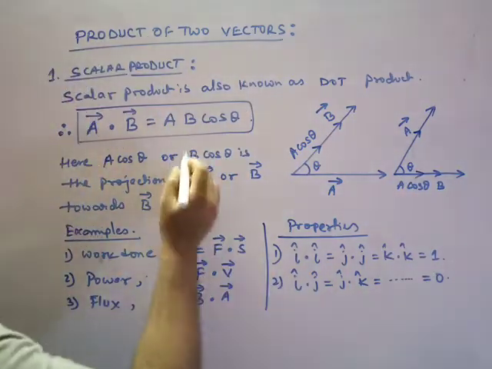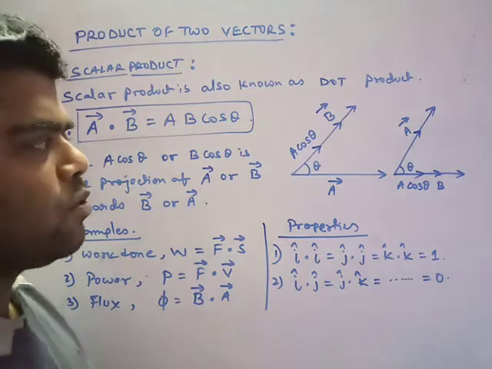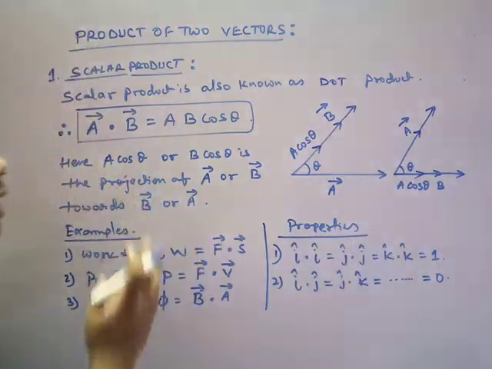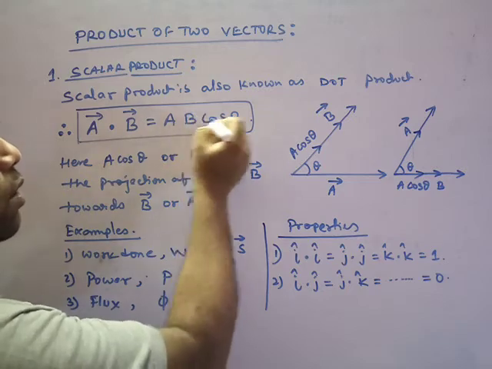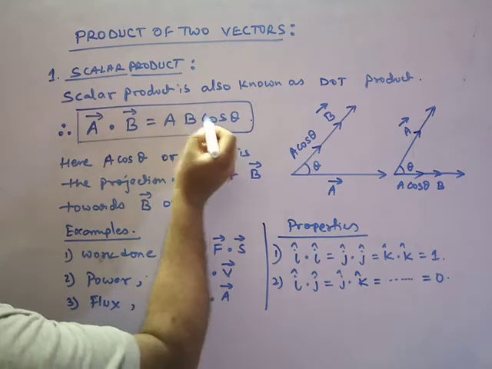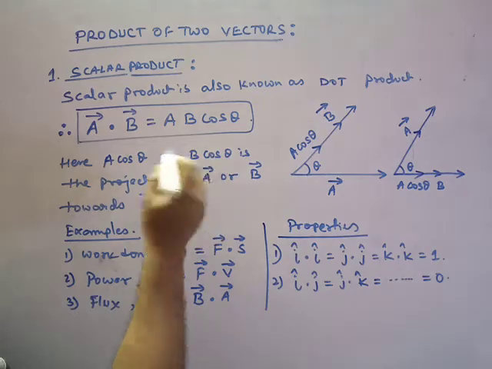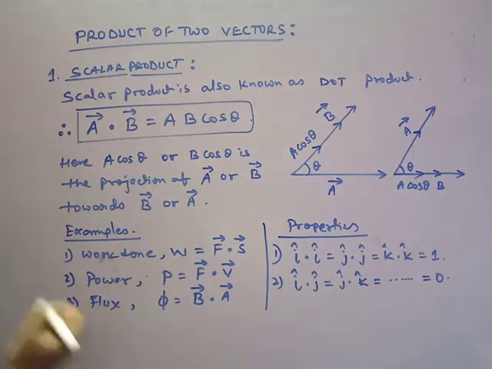Because there is no direction here, I will take only the projection and write the magnitude. So this projection will give us B cos theta and A, or you can say A cos theta into B. Both are being multiplied, is it right? Okay, I have written examples here also.